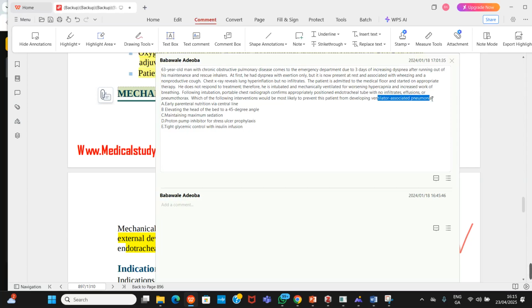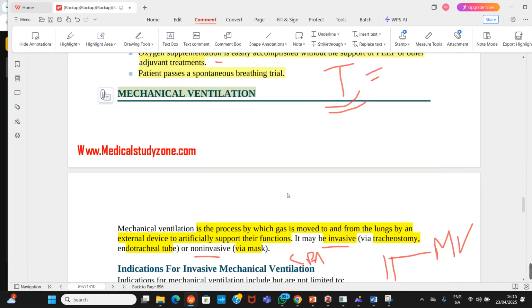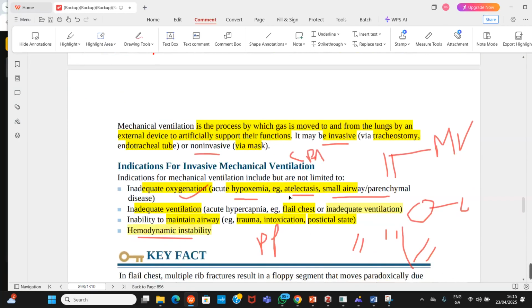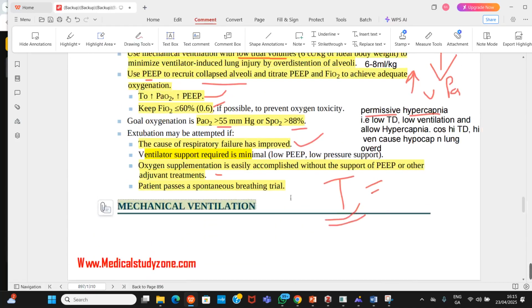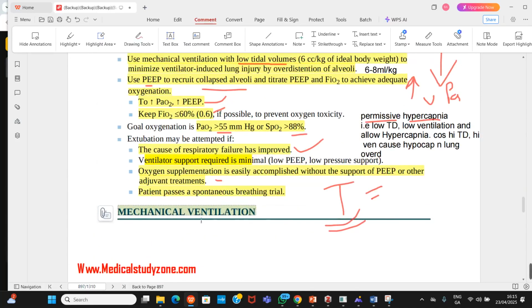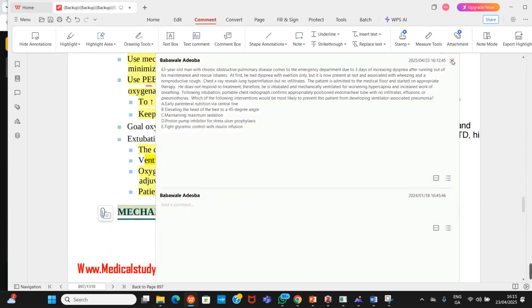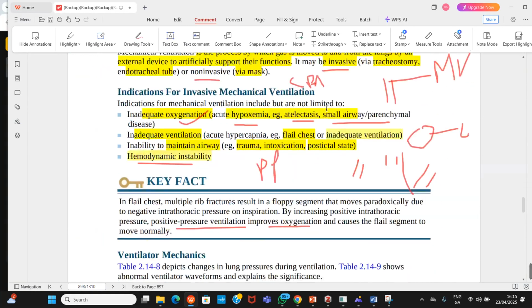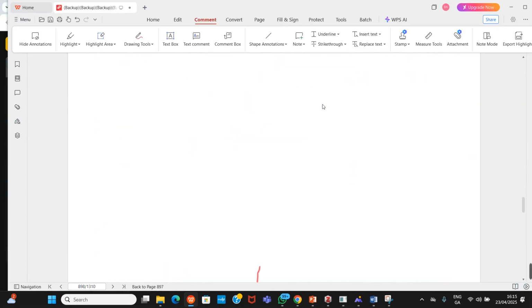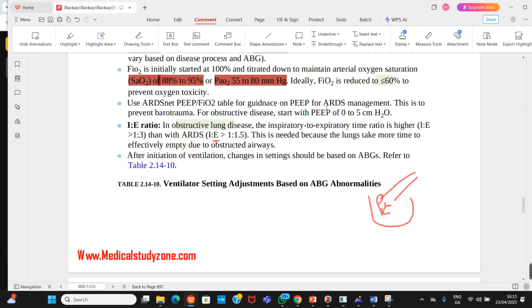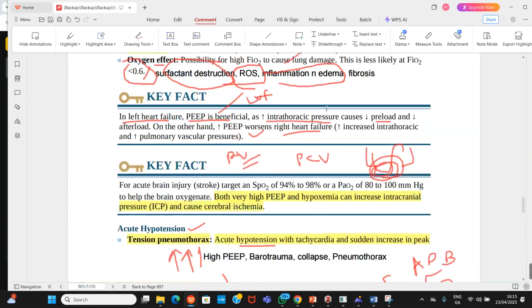So prevent frequent shifting, do regular suctioning, maintain the head more than 45 degrees, and avoid regular use of PPI, because if you give them PPI, that will stop production of stomach acid. If there's no stomach acid, there's nothing to inhibit uncontrolled growth of the microbes in the stomach. With that, the microbes can easily proliferate and the person can aspirate and develop ventilator-associated pneumonia. So the answer is B.